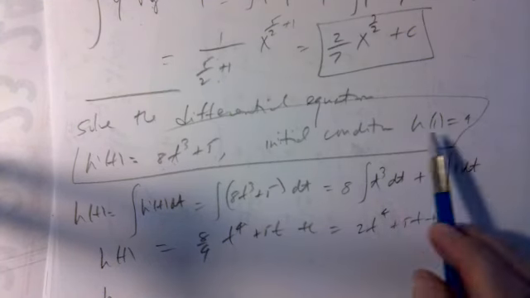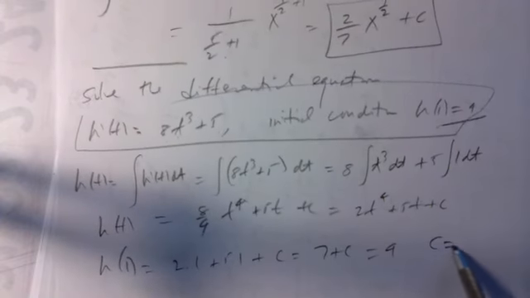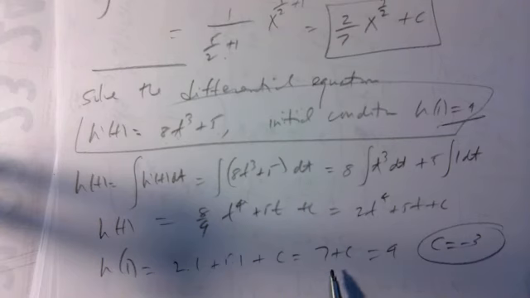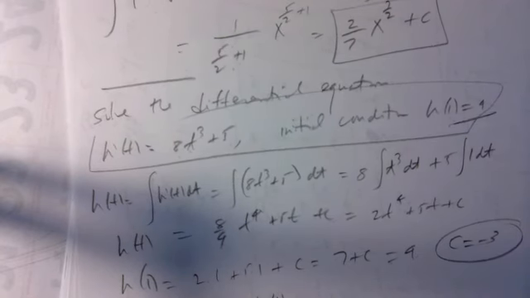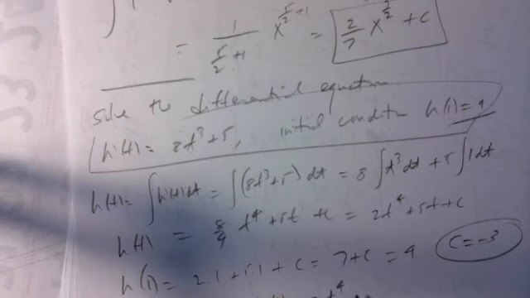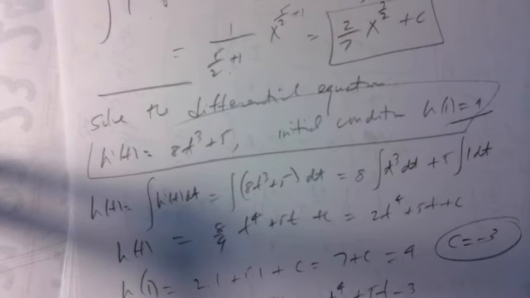When t is equal to 1, what do we get? We get 2 times 1 plus 5 times 1 plus a constant. That's 7 plus a constant, and that's supposed to equal 4, which means c is negative 3. 7 minus 3 is 4. So the solution is h of t equals 2t to the fourth plus 5t minus 3.